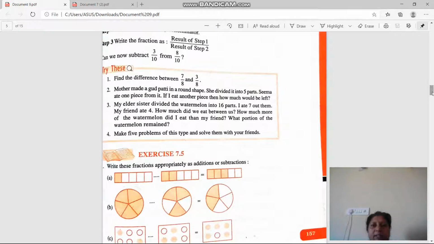So let's start exercise 7.5. Okay. Write these fractions appropriately as addition or subtraction. See here. What is the fraction of this diagram? 1, 2, 3, 4 and 5. So 1 upon 5, it is 2 upon 5 and it is 3 upon 5. So what is it? Definitely addition. So we have to write plus here. Right. So it is full 5 upon 5 and it is 3 upon 5 is equal to 2 upon 5. It means subtraction. So we have to write minus here. Okay. Now next.